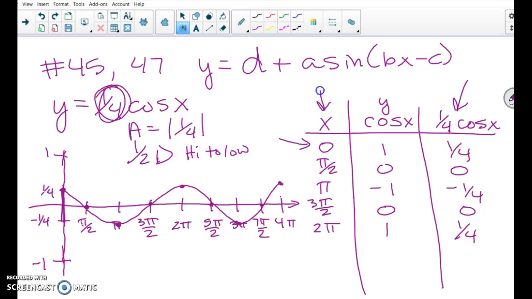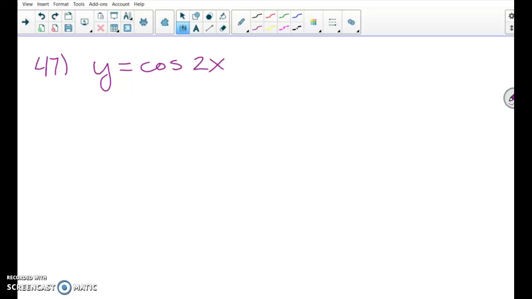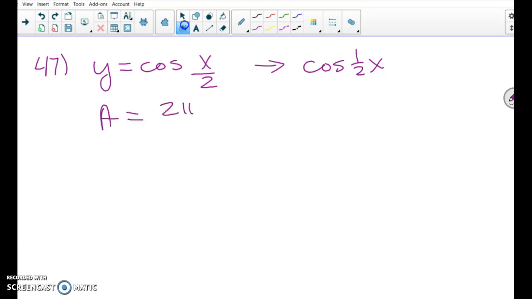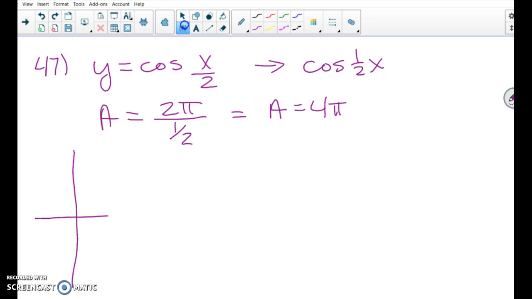Let's take a look at problem 47. So we want to consider the period again. Whoopsie, 47, x halves. Let's redo that. It's going to be confusing. x divided by 2. We can rewrite this as the cosine of 1/2 x. We know that our period is 2 pi over 1/2. If we invert and multiply, we see that our period is 4 pi. So we're going to complete one whole cycle of cosine in 4 pi instead of in 2 pi.